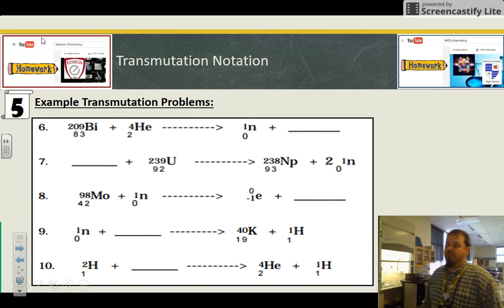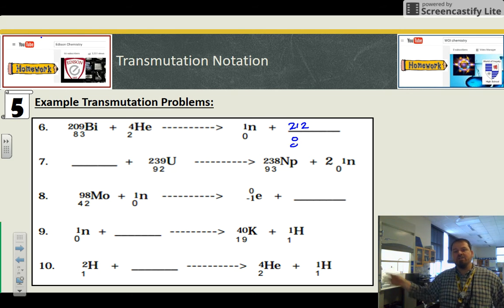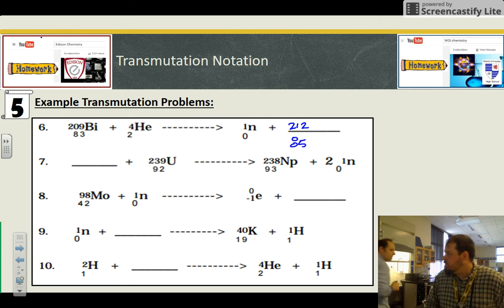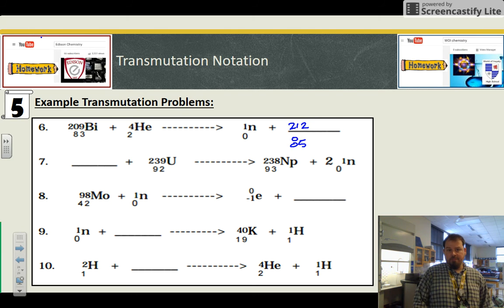The first thing I want to talk you through is that the top number is the mass. If we're looking at number 6, the bottom half of your page, you see Bi has 209 and helium has 4. So I have a total mass of 213, and I have to have a total mass of 213 on the other side. Notice he wrote 212 already because he said, well, what number plus 1 equals 213? 212. That's right. This is where you need a periodic table too.